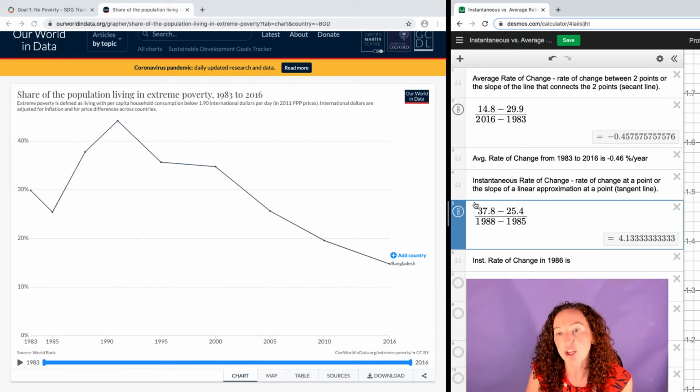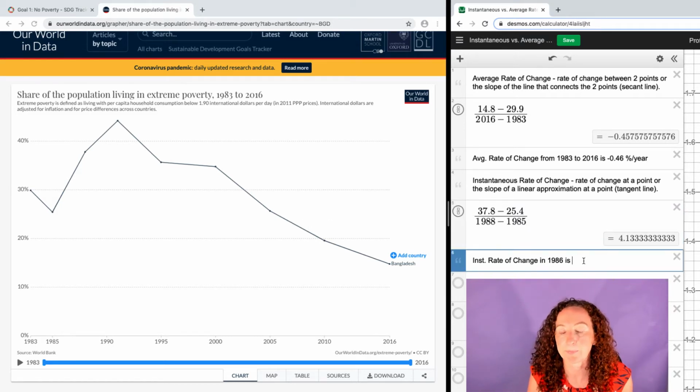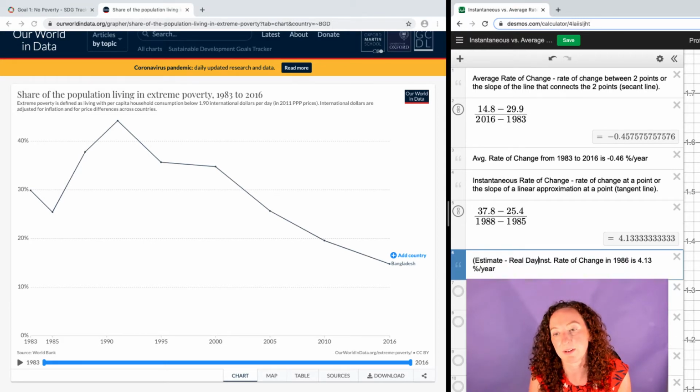Again, the units are the units of y over the units of x. So an estimate for the instantaneous rate of change in 1986 is 4.13% per year. And I'm going to put here, this is an estimate, and it's an estimate because we have real data.